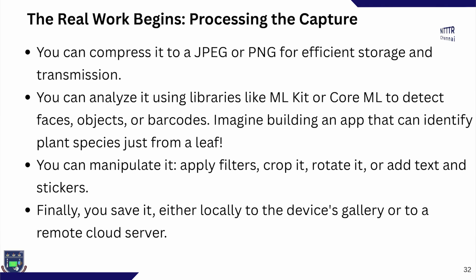A simple application might just display it, but a powerful application processes it. You can compress it into JPEG or PNG for efficient storage and transmission. You can analyze it using libraries like ML Kit or Core ML to detect faces, objects or barcodes. Imagine building an application that can identify plant species just from a leaf. You can manipulate it, apply filters, crop it, rotate it or add text and stickers. Finally, you save it either locally to the device gallery or to a remote cloud server.